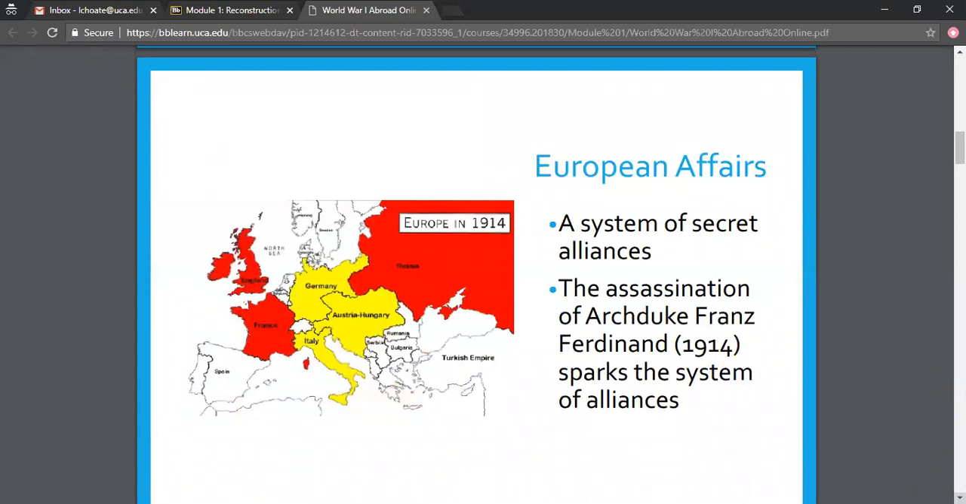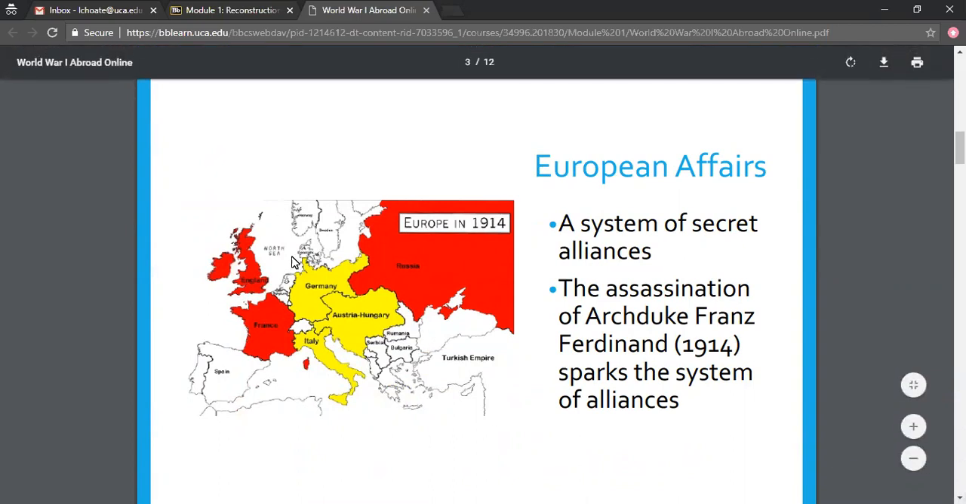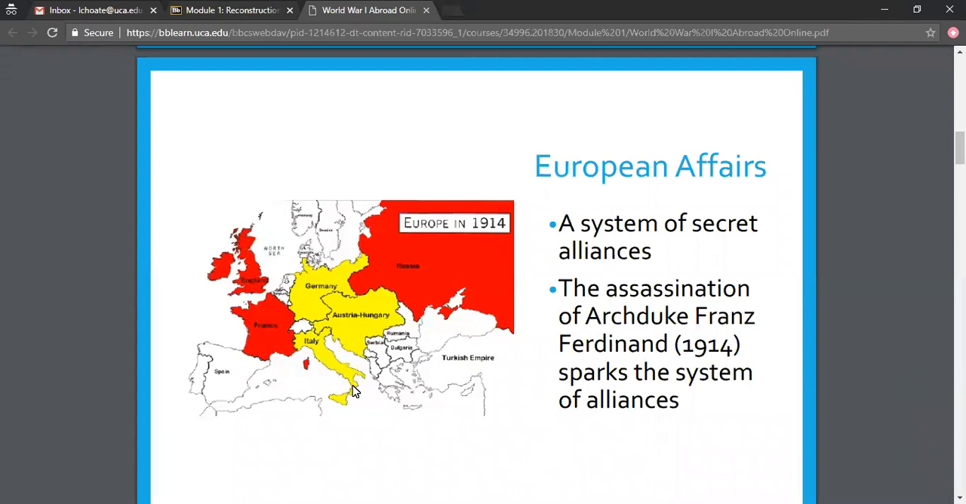Now, what we have to do before we really get into World War I from the American perspective is we have to understand what it is that's happening over here in Europe in 1914. Although, to be honest, nobody really understands what's going on in Europe in 1914. Basically, European countries have been mad at each other for a long time. There hasn't been a European war in a while. There's a system of secret alliances. There's a lot of tension, particularly between Germany and France. And things are just not in a good place.